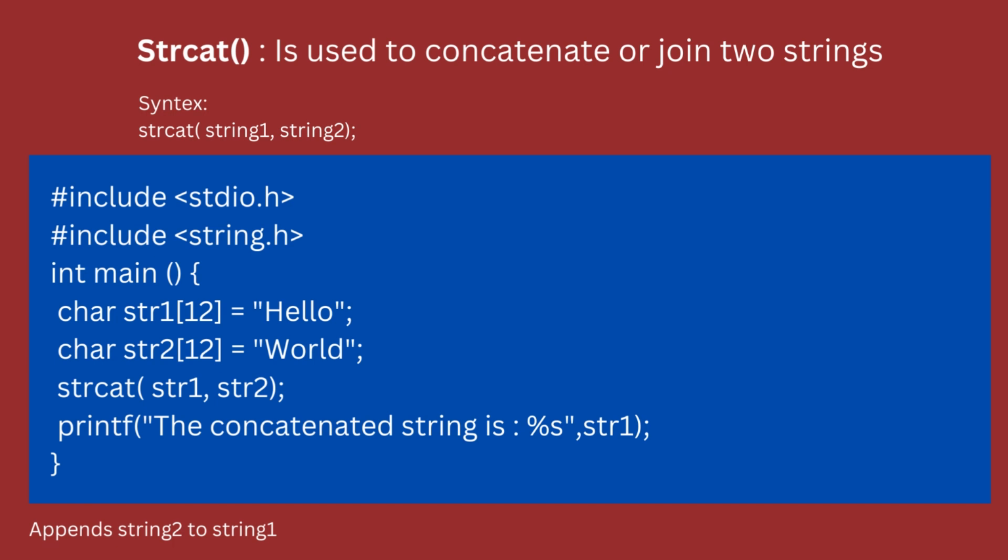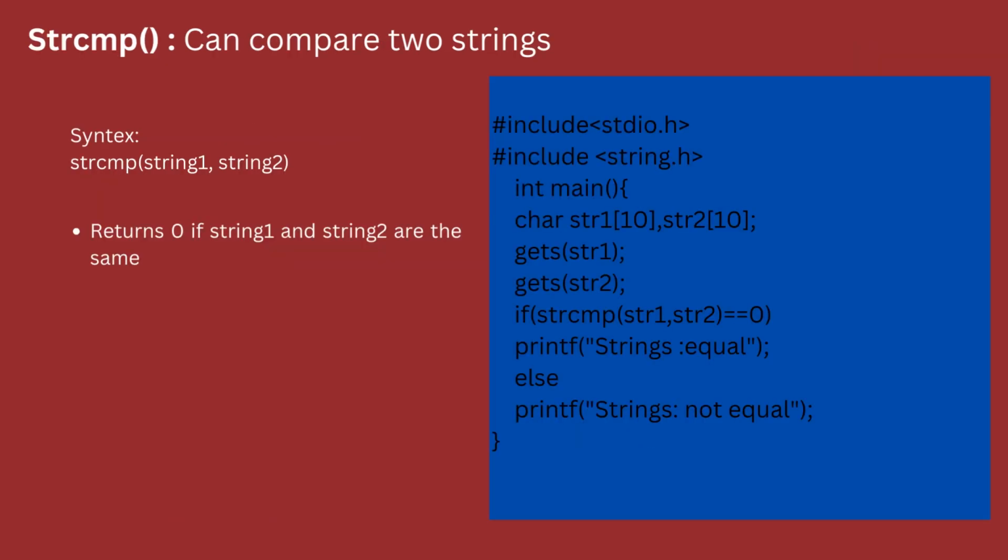So the next function is for when we want to compare two strings. Which function do we use to compare two strings? The strcmp function. In this function, we need to pass the two string values which we want to compare, and it will return 0 if string 1 and 2 are the same, and if not, it will return a number value.